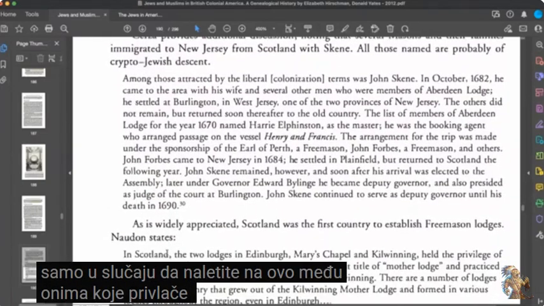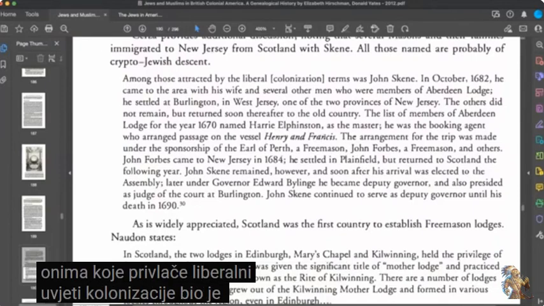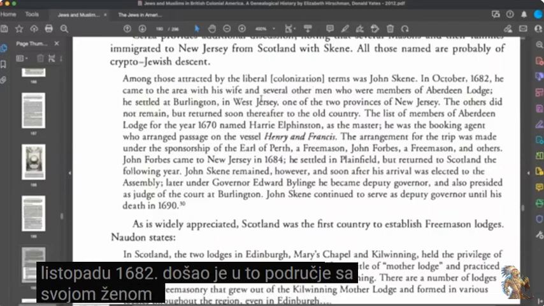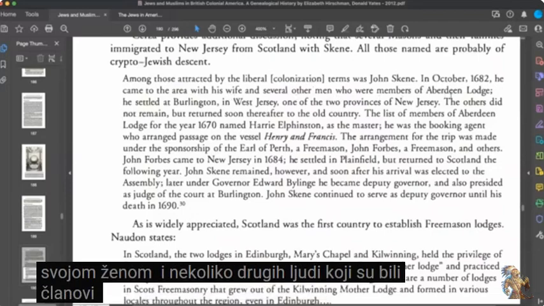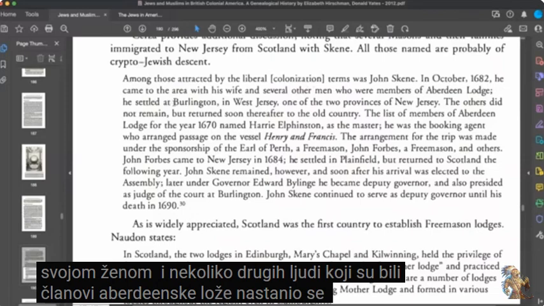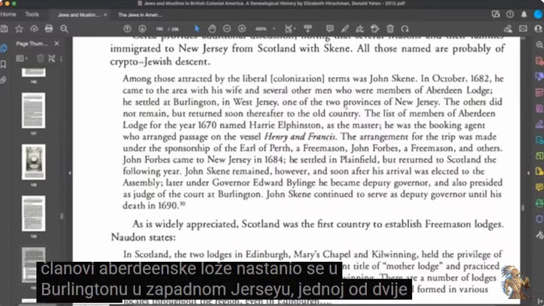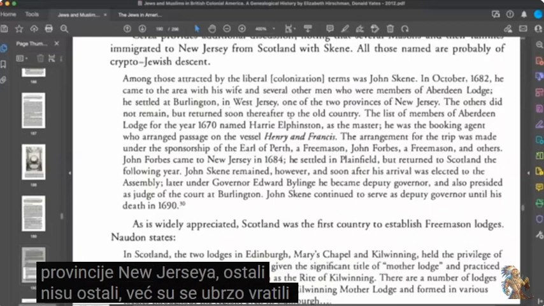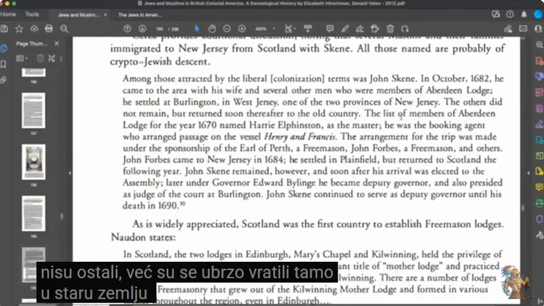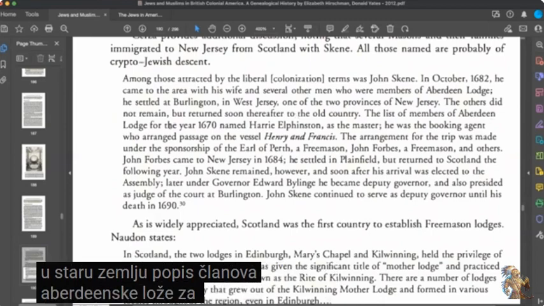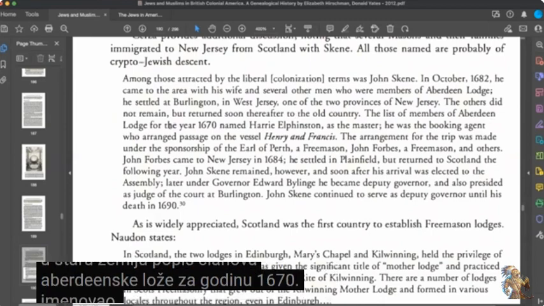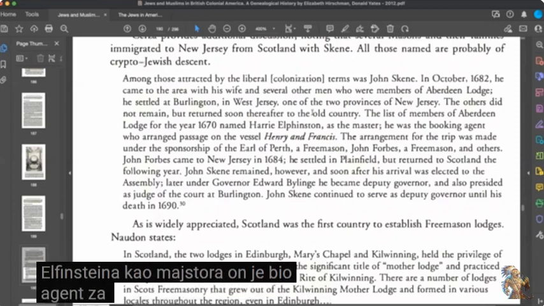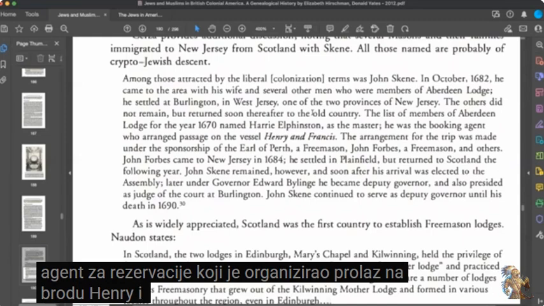Among those attracted by the liberal colonization terms was John Skene. In October 1682, he came to the area with his wife and several other men who were members of Aberdeen Lodge. He settled at Burlington in West Jersey, one of the two provinces of New Jersey. The others did not remain, but returned soon thereafter to the old country. The list of members of Aberdeen Lodge for the year 1670 named Harry Elphinston as the master. He was the booking agent who arranged passage on the vessel Henry and Francis.